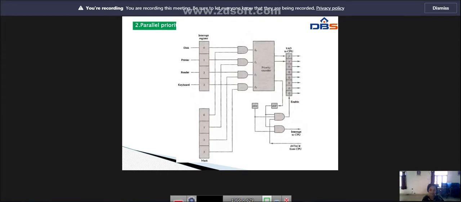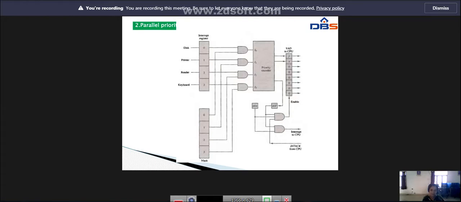This priority encoder generates 2 bits of the vector address which is transferred to the CPU. Okay, next coming to the main working of the priority encoder. The x in the table is designated as don't care. So the x in the table indicates the don't care condition.